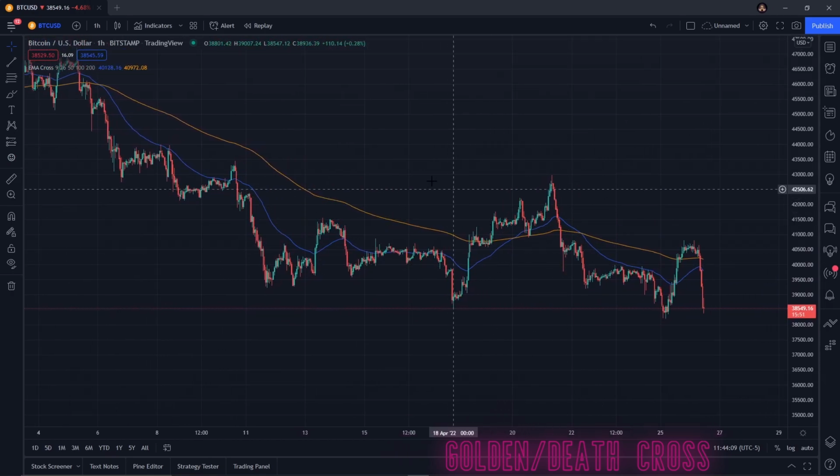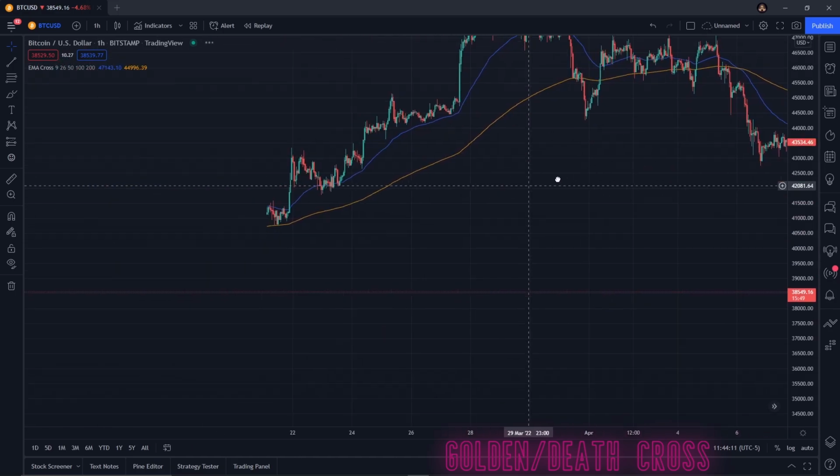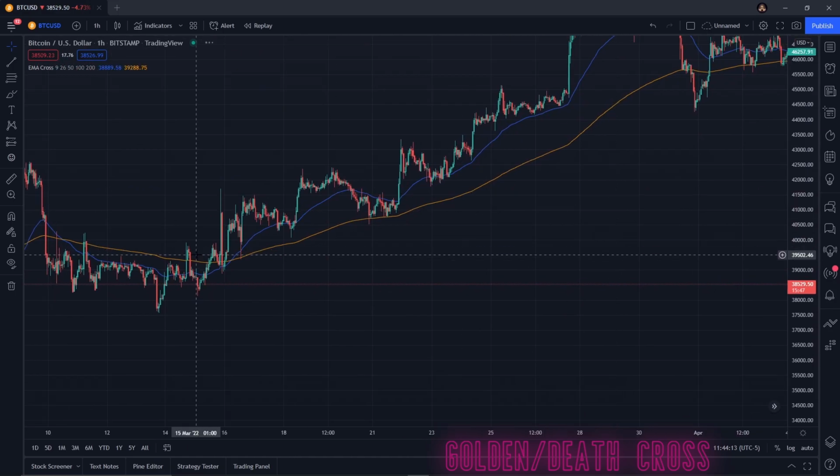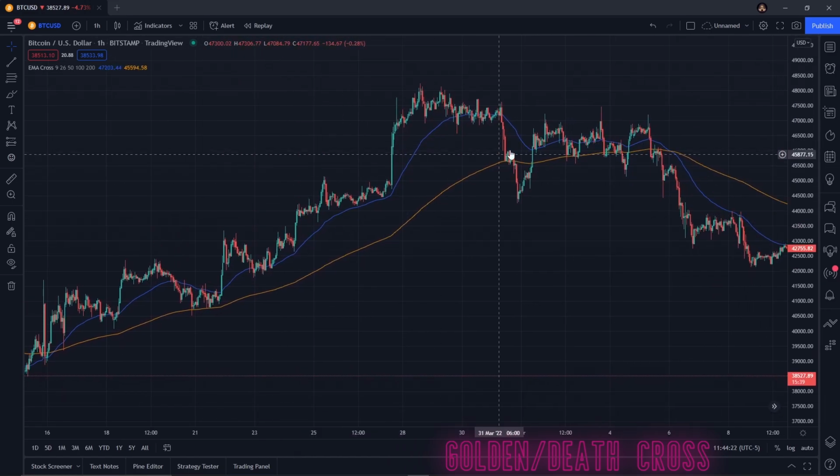So this golden cross is not a good example, but I will try to find a golden cross, and we do have a good example right here. So price was bubbling down underneath. We have the golden cross. There is a confirmation, and we have upwards price action again until that death cross.